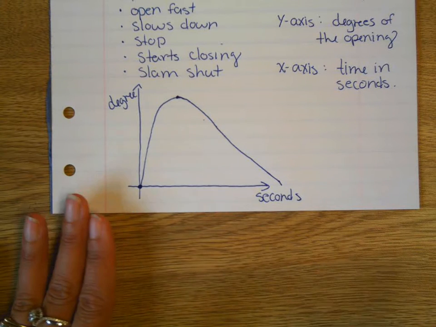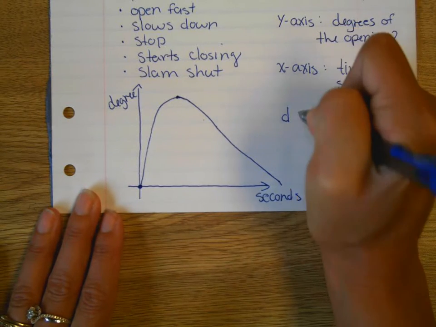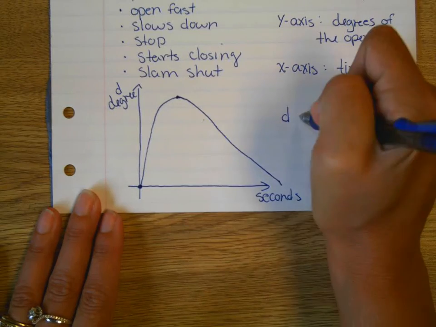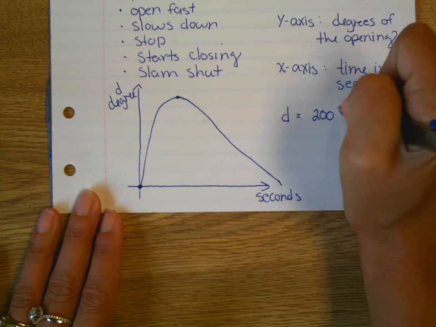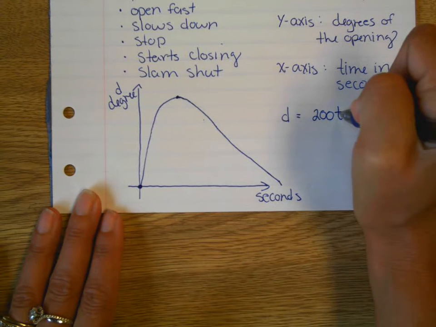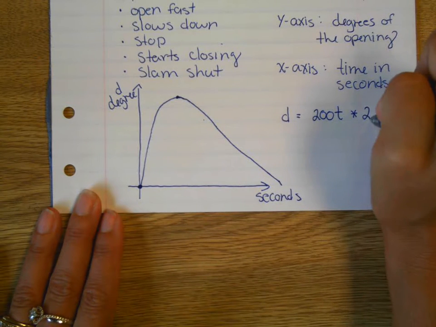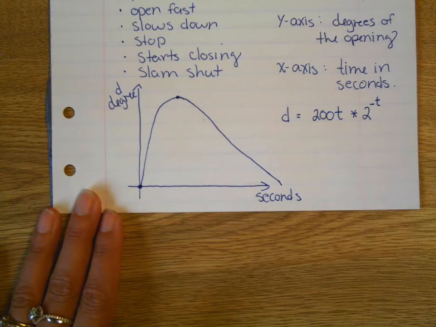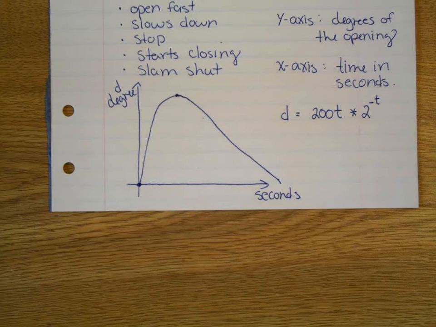Now we do have an equation that will fit this graph. The equation is that the degree of the opening, I'll use d for degree, it's our y-axis, is equal to 200 times t, the time in seconds since you press the button, multiplied by 2 raised to the negative t. Okay, I want to make this sketch on the calculator so you can see it, and you're going to need your calculator, so go ahead and grab yours. Do the same thing I do.